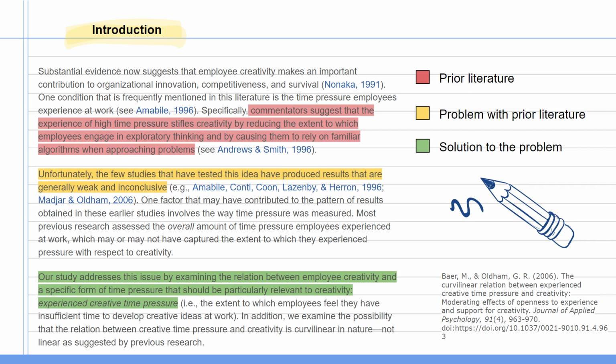And then we have in green the most important part for you about the introduction. Why their paper is a solution to this problem. And very helpfully, the sentence begins, "Our study addresses this issue by..." So again, that's how you know. So if you just want to scan through the introduction, these are the three important things that you need to find, and that's going to save you a lot of time.